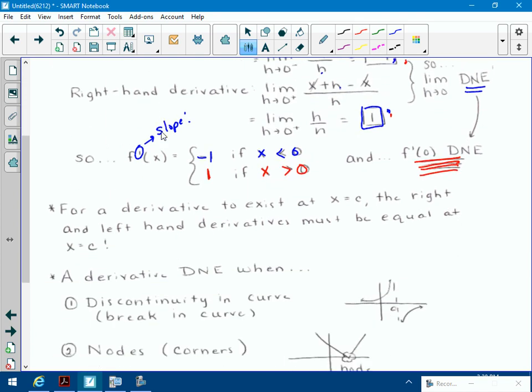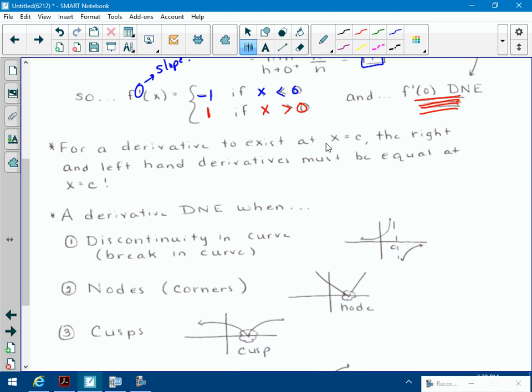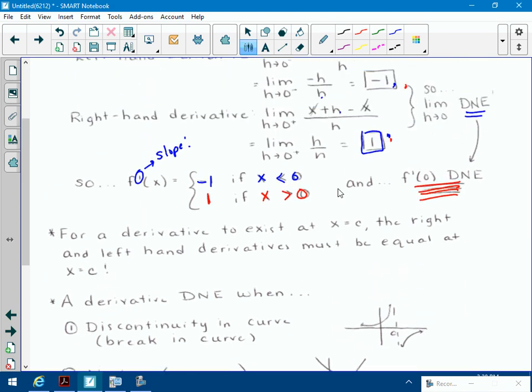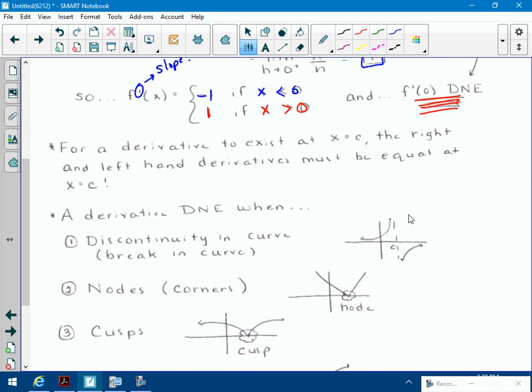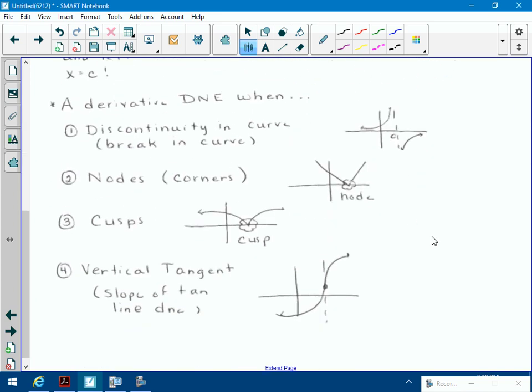So, for a derivative to exist at a point, the right-hand and left-hand derivatives have to be equal, just as any limits would have to be equal from the left and the right. So that's something you know, and it just is being applied to the derivative definition. So here are 4 times when a derivative does not exist. Obviously, if there's a discontinuity, there can't be a slope at a point that doesn't even exist. Like in this graph, there's no point at c, so there's no derivative there, there's no slope there.